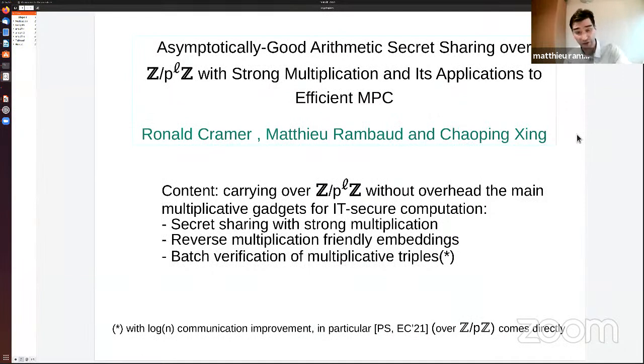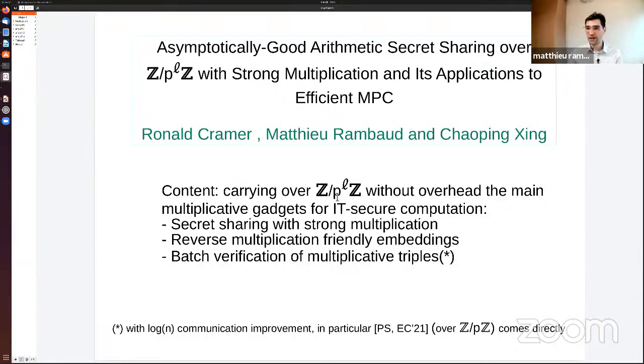So the take-home point of this paper, the technical content, is that we consider gadgets for information theoretically secure computation, which were previously known over finite fields. And we carry them over rings Z modulo p^l with exactly the same parameters. The interesting case is where p equals 2, because then it is the ring of machine integers.